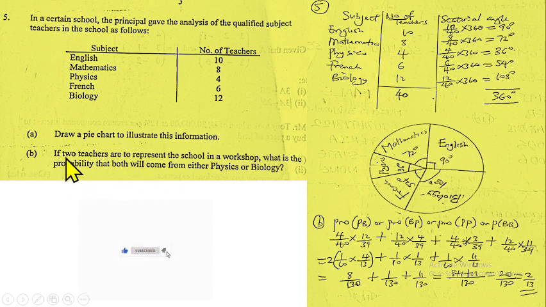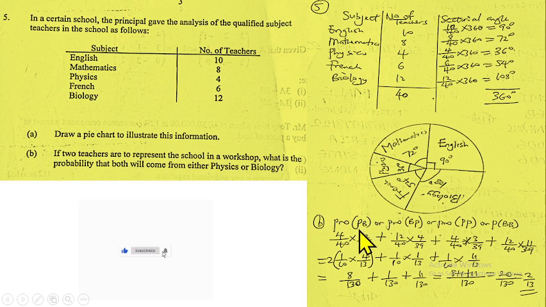Question number 5B says that if two teachers are to represent this school in a workshop, what is the probability that both will come from either physics or biology? So you are being tested on probability here now. And what does this mean? Probability of both being physics or both being biology. So two teachers were picked now, and it can either be biology or physics. So what are the options?